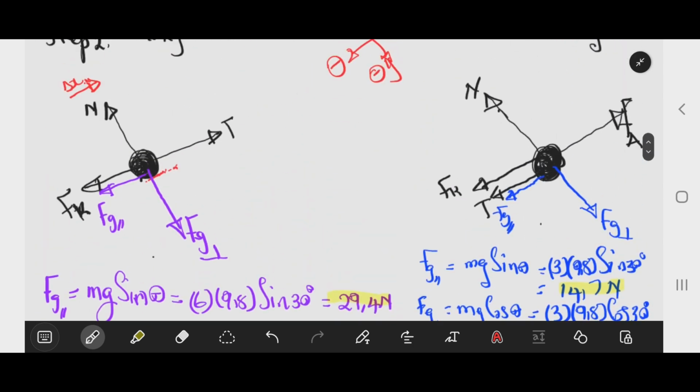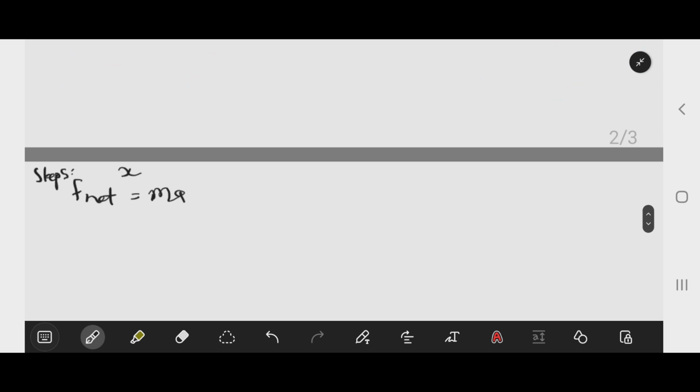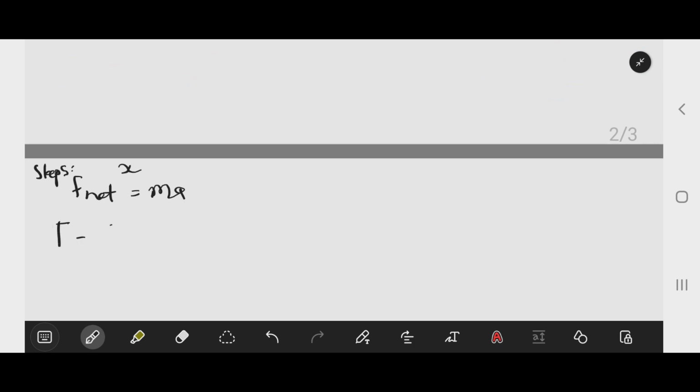Fnet in the x-axis, and that is step 5, right? Fnet in the x-axis, Fnet equals ma. And how many forces do we have acting in the x-axis? We have 3 forces in this case, right? We have tension, which is positive, and then we have friction and Fg parallel, which are negative, right, in the x direction. So we have tension minus Fk minus Fg parallel, and that is equal to the mass of the object, okay, and acceleration.